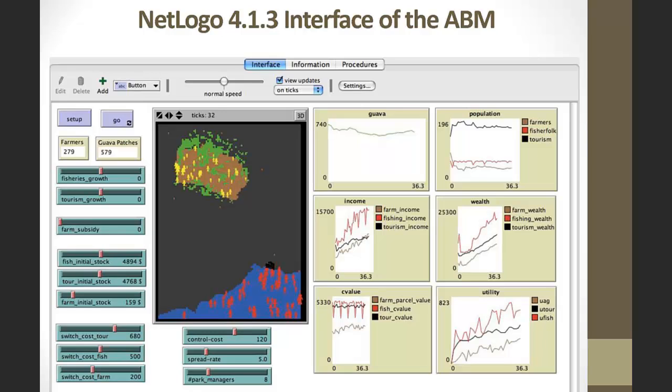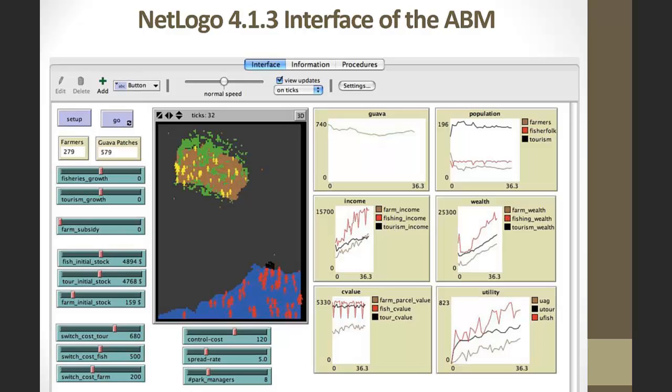We have agents there trying to clear the land, etc. And over time, we basically have built a whole series of sliders that allow us to play with the various inputs. Everything from the number of fishing stocks to tour stocks and farmers, job switching costs, spread rates of guava, park managers and their engagement in the process. And all of this is based on real data, real analyses. But the advantage is that as the model iterates, you begin to see the nature of these changes.